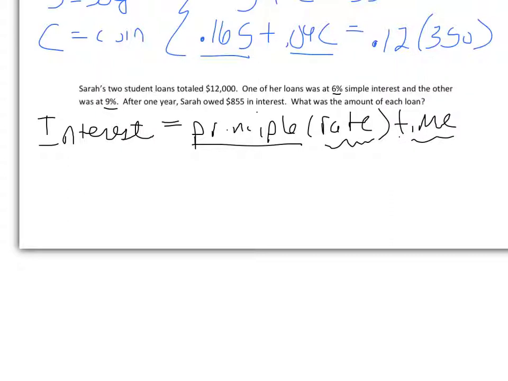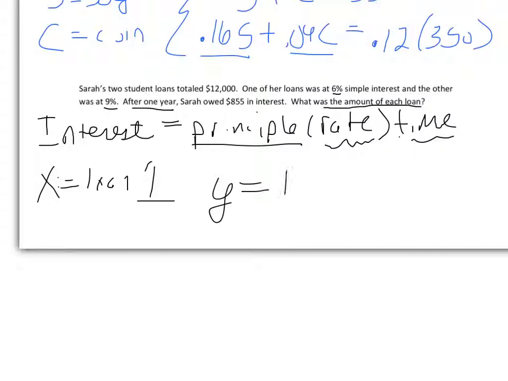So when we read this question, Sarah's two student loans totaled $12,000. One of her loans was at 6%, simple interest, and the other was at 9%. After 1 year, so once again we have our time variable, Sarah owed $855 in interest. What was the amount of each loan? So we don't know the amount of each loan. So let's say X equals loan 1, and Y equals loan 2. Okay, so the amount of the first loan, X, plus the amount of the second loan, Y, is the total amount she borrowed, which is our $12,000.